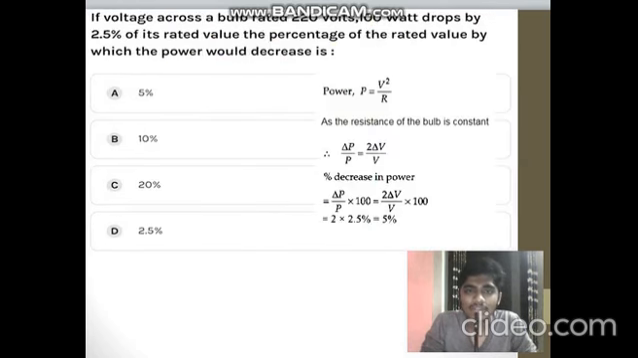Now talking about the seventh question. The voltage across a bulb rated 220 volts, and power also given as 100 watt, drops by 2.5%. The question asks the percentage of the rated value by which the power would decrease. So the voltage is decreasing by 2.5%. At what rate would the power decrease?